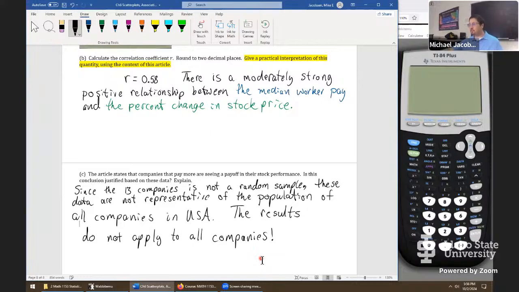I'll just put an exclamation mark on that because to me, this is really subtle. The article states that companies that pay more are seeing a payoff in their stock performance. The article should never have said that. And this is not just a dig at USA Today. They don't have the best journalism, but this is just an easy mistake to make. This is implying that what you see in the scatter plot applies to every single company in America, but we don't actually know that unless we took a random sampling among all companies in America.